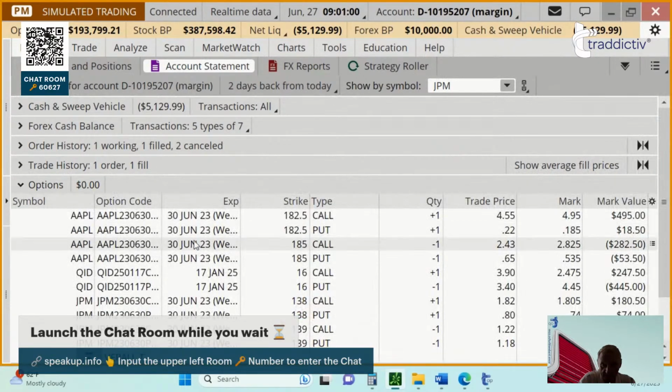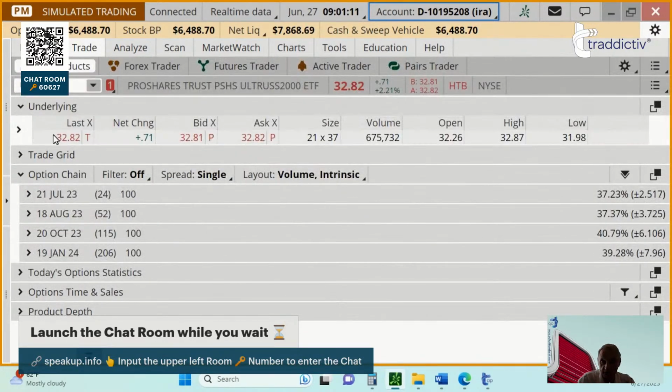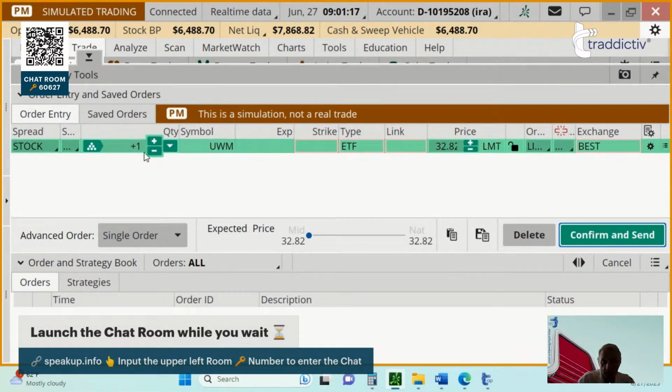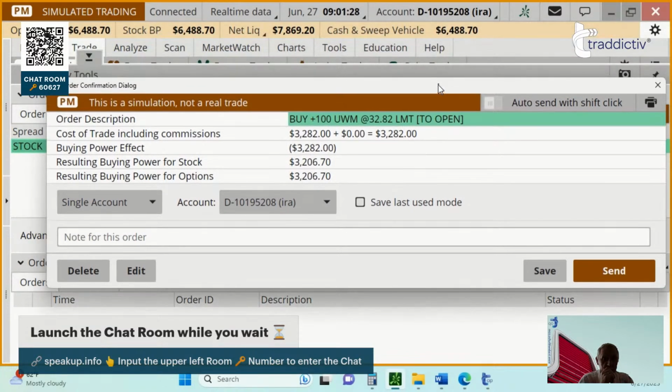Okay, these are the QID. On this one, I have a QID actually option. Let me just change this over here. I have a QID 100 shares. So what I'm gonna do with the UWM, right? I'm gonna go ahead and just buy 100 shares. So right now here it says one share. Let's just add 100 shares. So I'm buying 100 shares. It's gonna cost me $3,282.